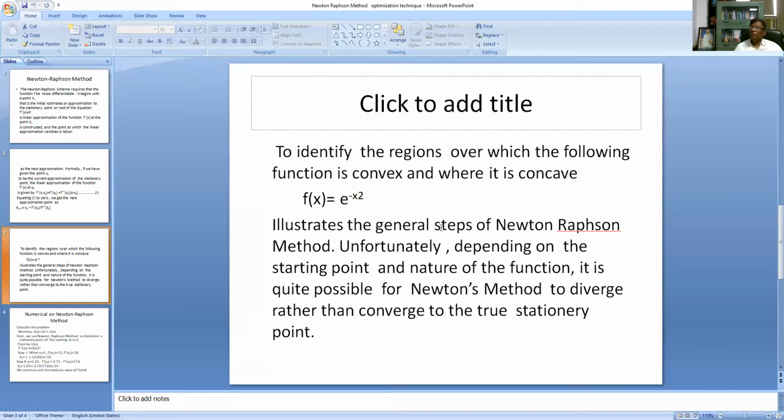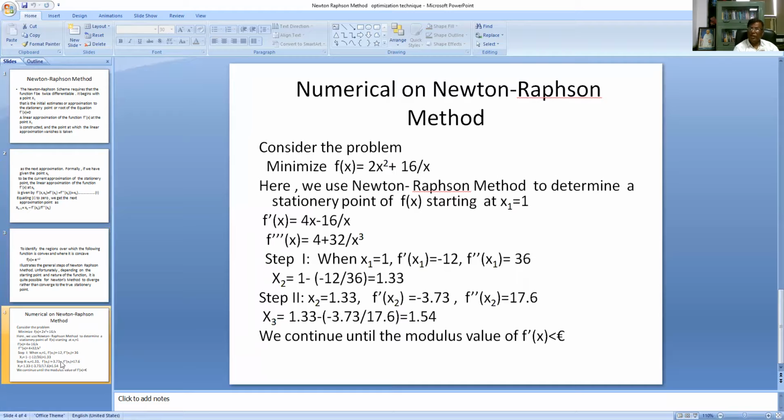Here it is important to note for you that unfortunately, depending on the starting point and nature of the function, it is quite possible for Newton's method to diverge rather than converge to the stationary point. I hope this is clear. And to make this Newton-Raphson's method very illustrative, understandable, and practical, I am giving an example of a numerical problem that is going to be solved with the help of Newton-Raphson's method.